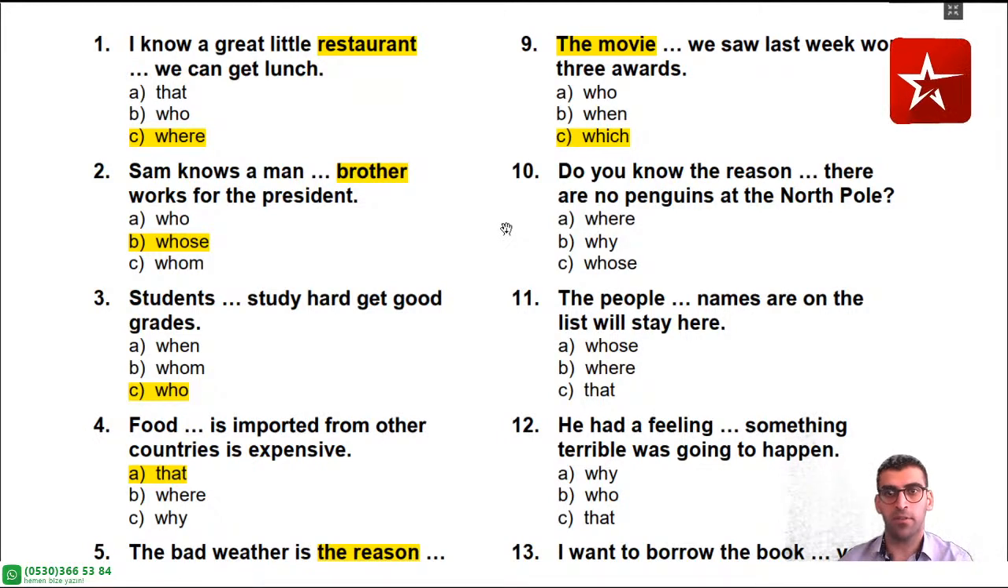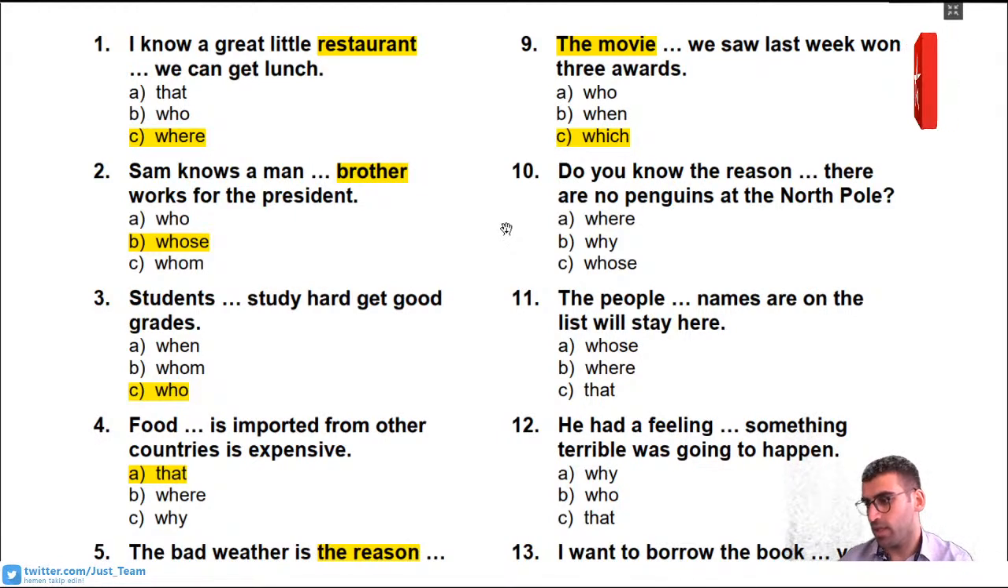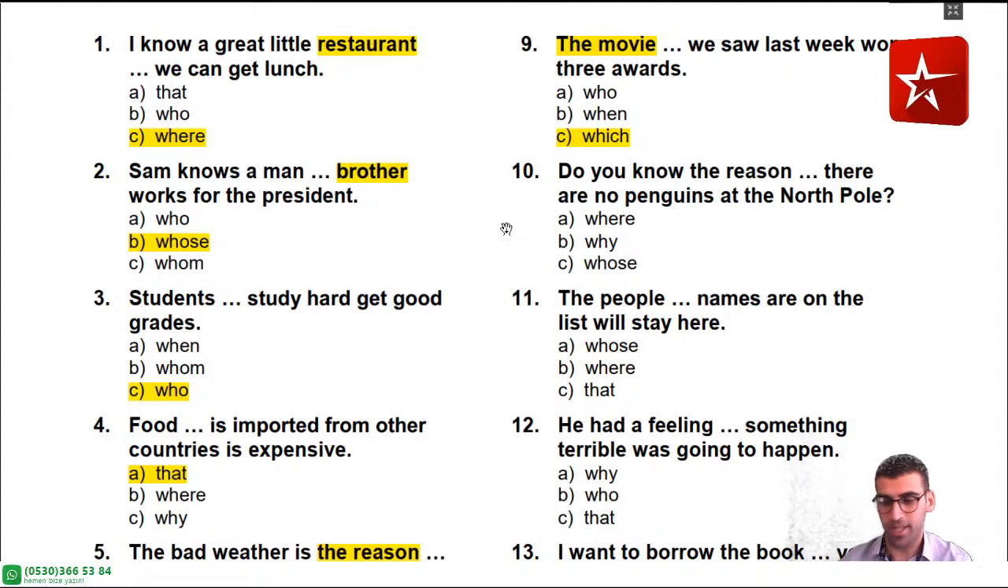Do you know the reason there are no penguins at the North Pole? Where, why, or whose? Are this challenge? Come on, Nejat says. Okay, Nejat, don't worry. I have the difficult tasks for you. Don't worry, just wait and you will see.